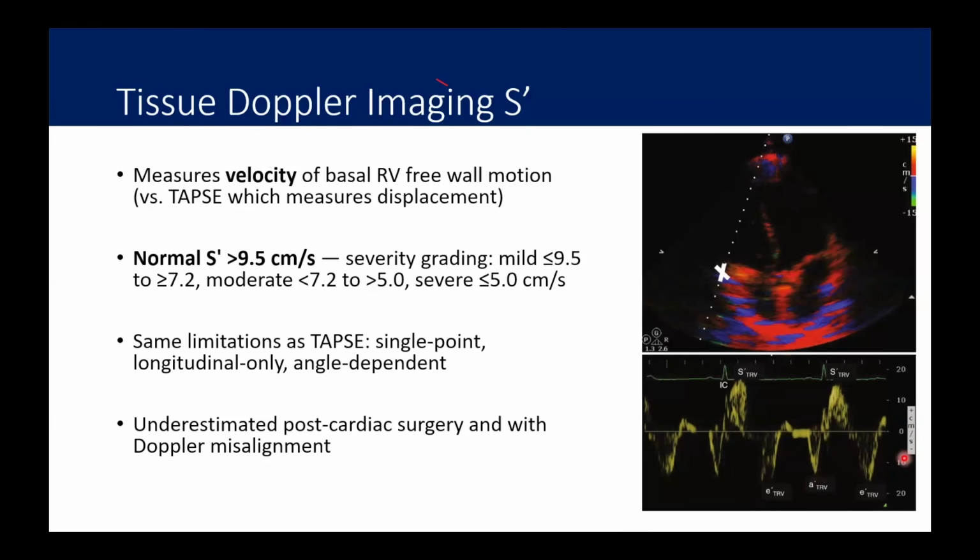The guidelines set the normal threshold at greater than 9.5 centimeters per second, with a severity grading scale provided here. And just like TAPSE, it shares the same fundamental limitations in that it's a single point measurement of longitudinal function, so it doesn't tell me anything about the right ventricular outflow tract or the septum. Therefore, it can be underestimated in things like cardiothoracic surgery patients.